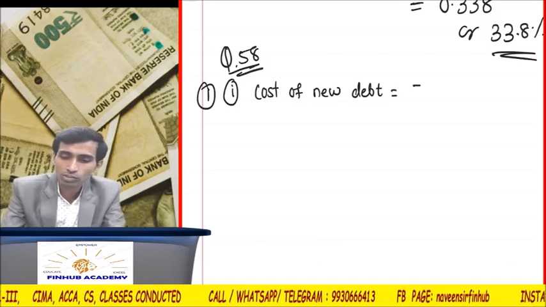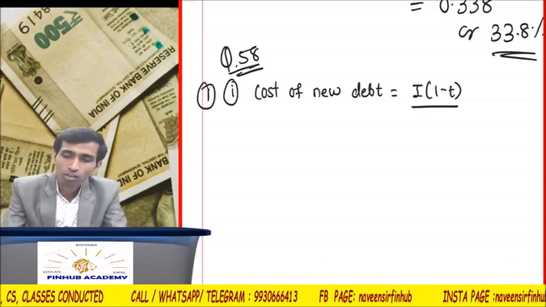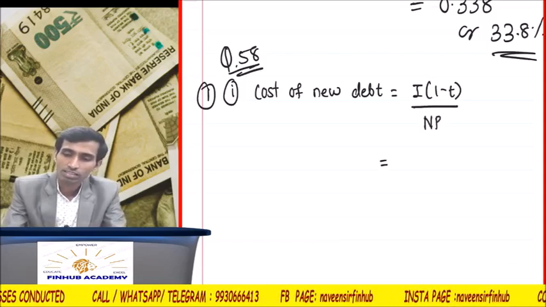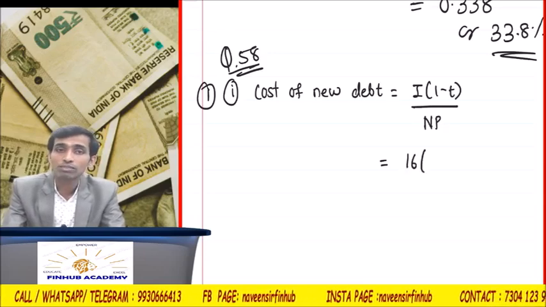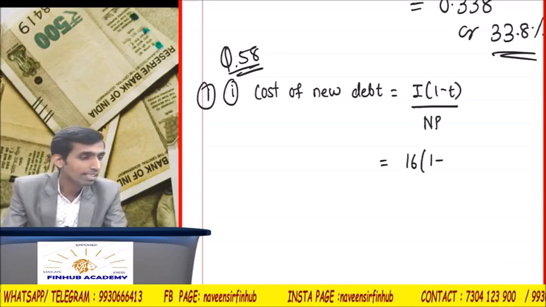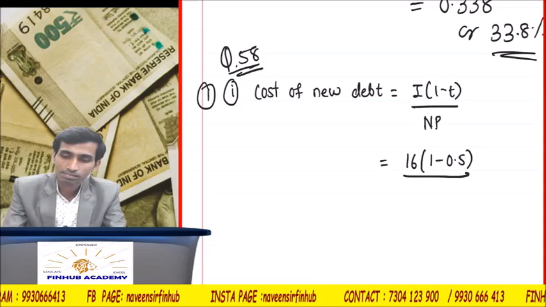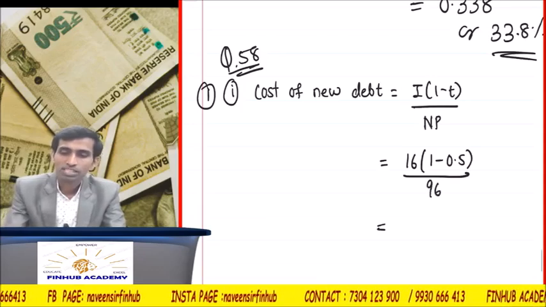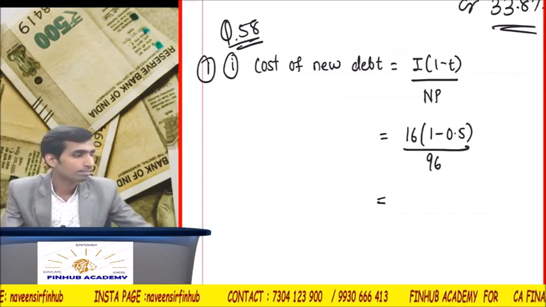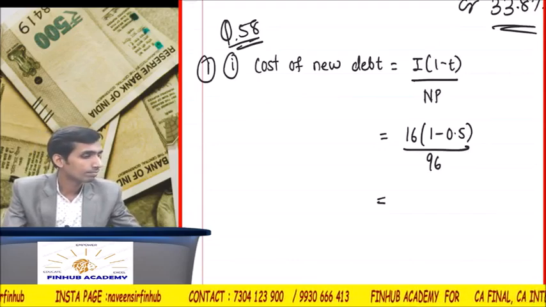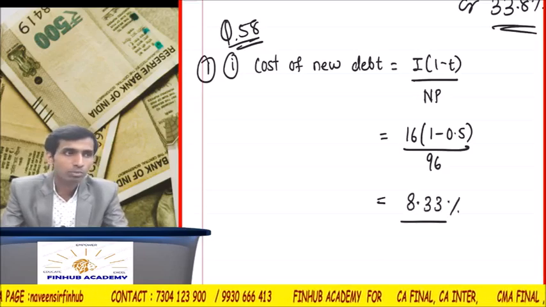Cost of new debt is equal to I into 1 minus T upon price or net proceeds. Correct? So I is what? 16%. 16% of 100 is 16. 1 minus tax rate is 50%, 0.5, divided by what is the price? 96. Please tell me the answer. 8 upon 96. 8.33%.